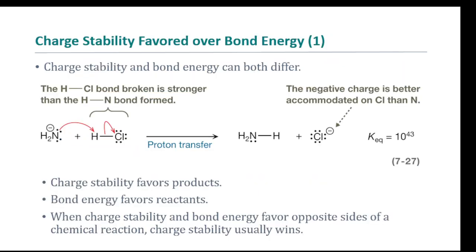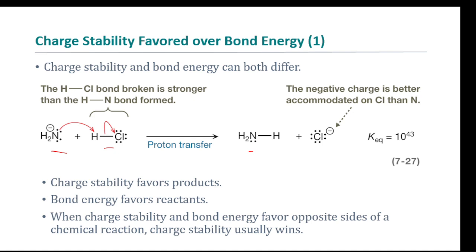So this right here is going to be the charge stability. The charge stability actually is usually more important than the bond energies. But the charge stability and bond energy can both differ across a reaction. So for example, right here, we have the charge stability happening right here, right? We have nitrogen positive versus nitrogen neutral, okay? And then we also have an HCl bond versus an NH bond, right? And so we have both things happening.